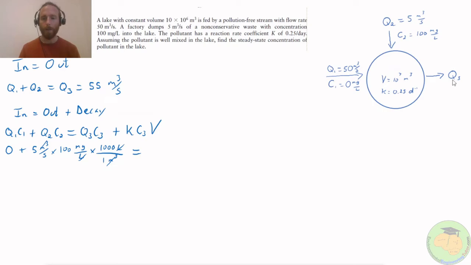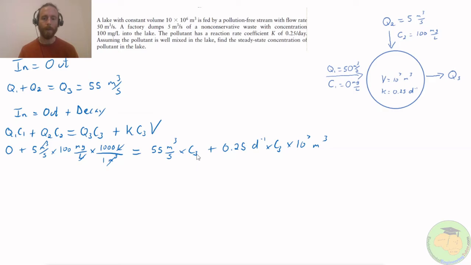Equals Q3 C3. So Q3 was 55 cubic meters per second, times C3. We don't know that yet. Plus K is 0.25 per day. Now these units can look a little weird if you're not used to them. But what that just means is that the pollutant will reduce by 25% per day. That is the rate at which it decays. So 0.25 per day times C3 times volume, which is 10 to the power of 7 cubic meters.